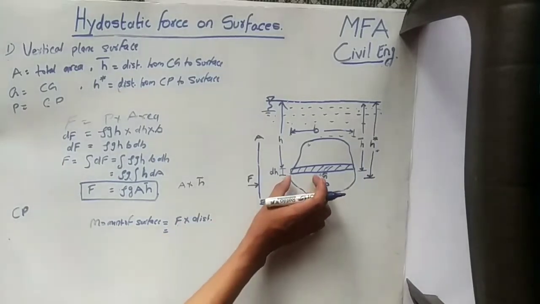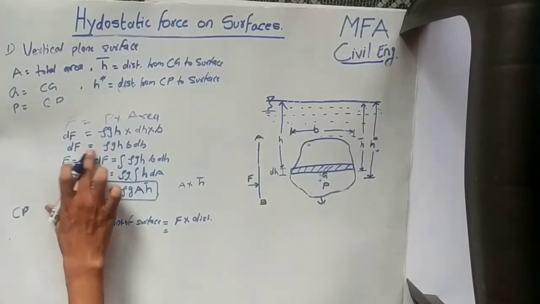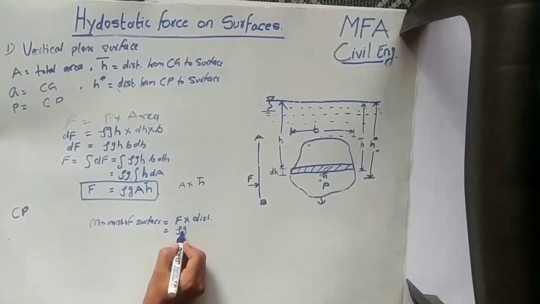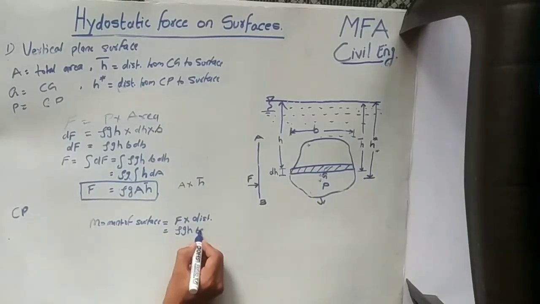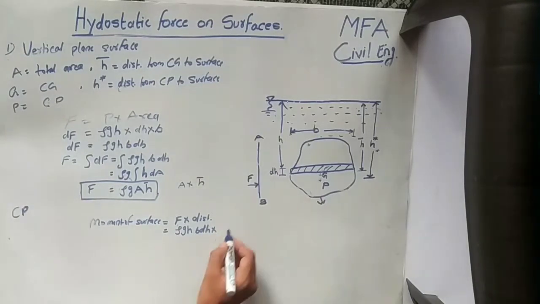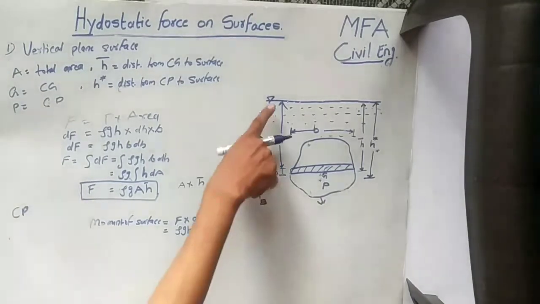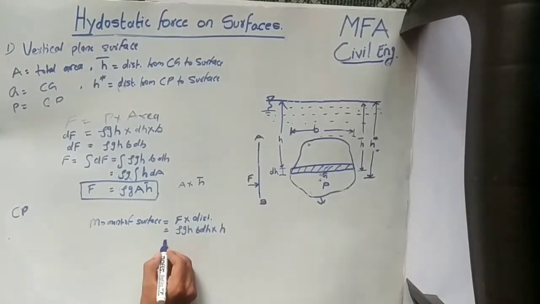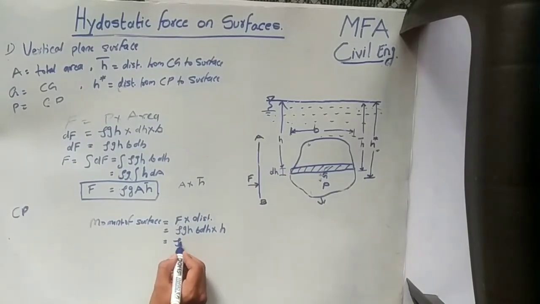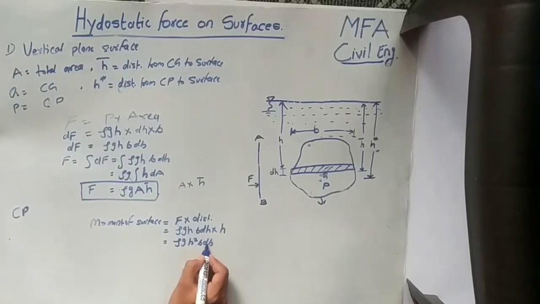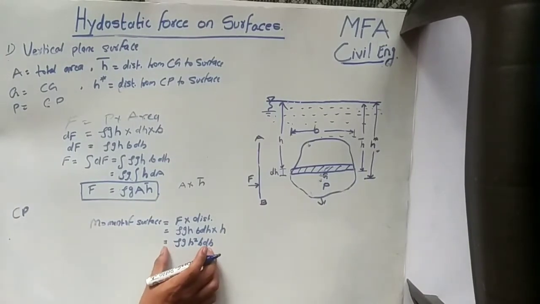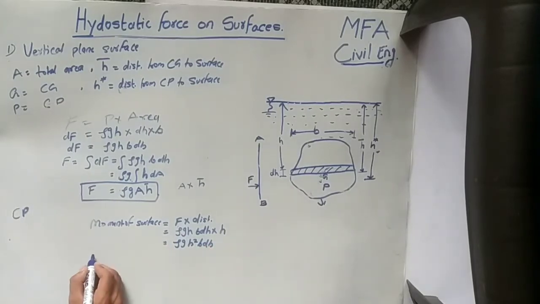The force acting on this particular strip is equal to rho g h b into dh, where h is the distance of the strip from the surface of the fluid. Now the moment is equal to rho g h square b into dh. By integrating this value, we get the total moment.